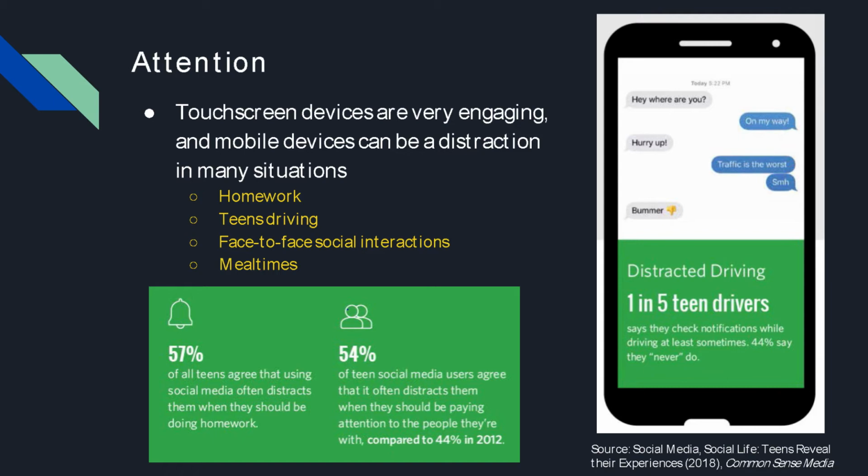So this is going back to a survey of teenagers. Over half of teens, I don't know how well you can see that, but it says that 50% of all teens agree that using social media often distracts them when they should be doing homework. And 54% of teen social media users agree that it often distracts them when they should be paying attention to the people they're actually physically with. And that was a jump from 44% in 2012. So now it's over half of teens agree, and they notice that these things are happening.